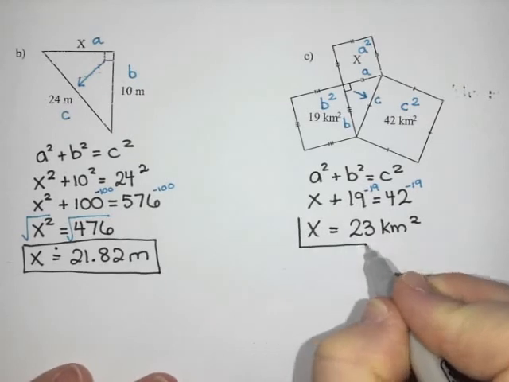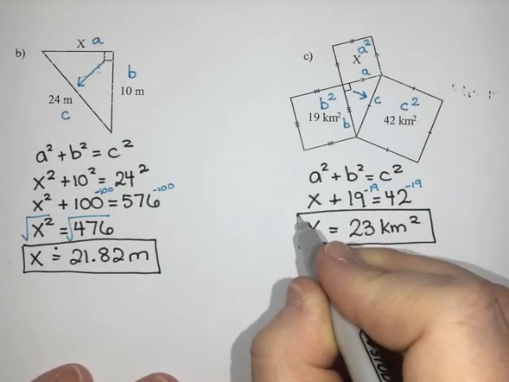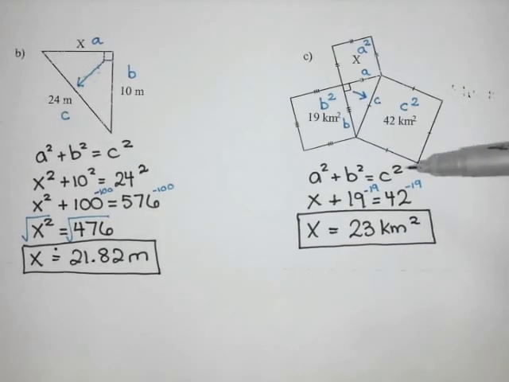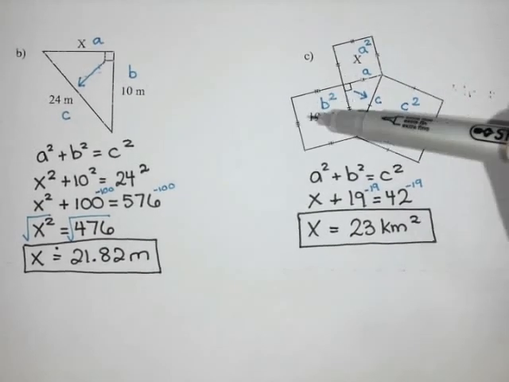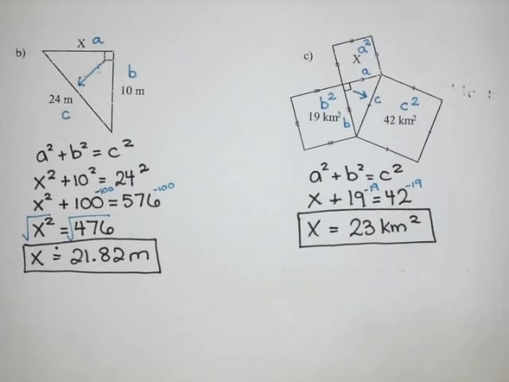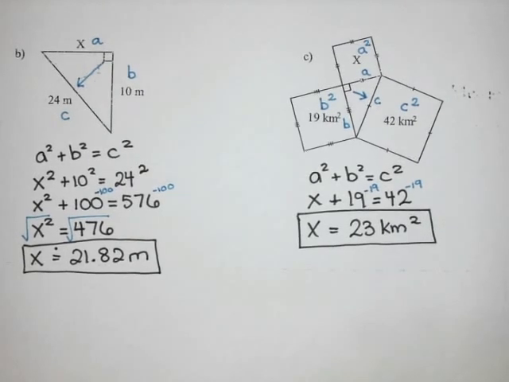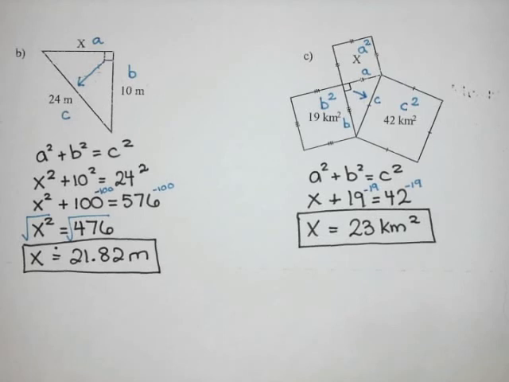So this one was a little different. It was kind of weird. We weren't supposed to find the side lengths. You could try to find each side length and then calculate the area, but it was just easier to use the Pythagorean theorem to find the area of that square. You can check out the next video to figure out how to do the questions on the back.